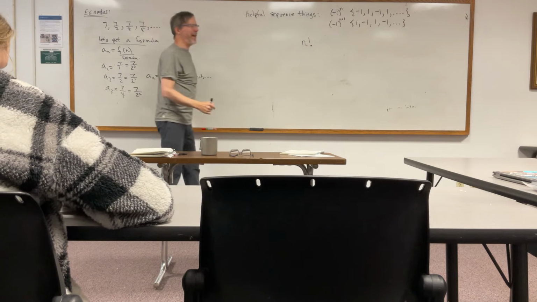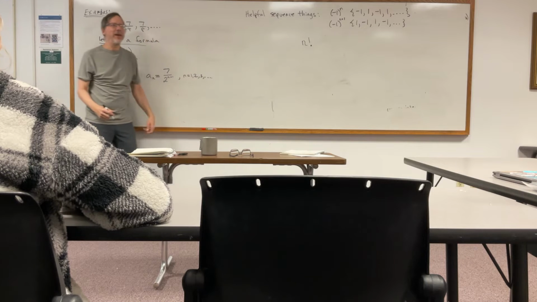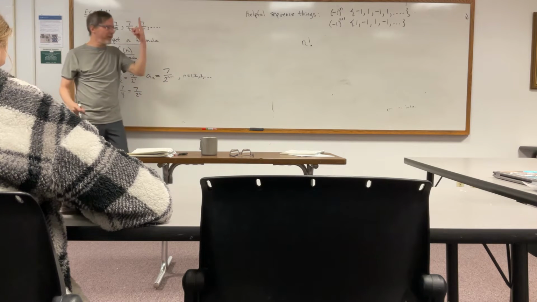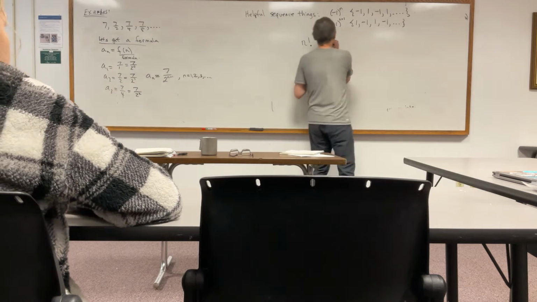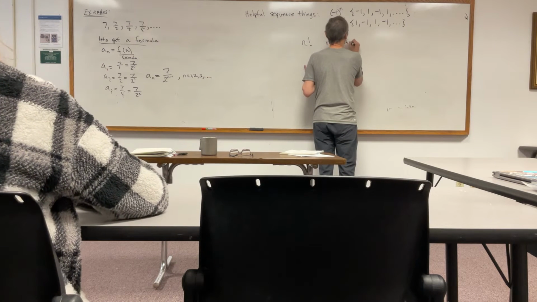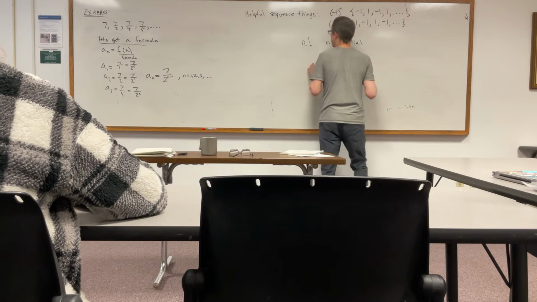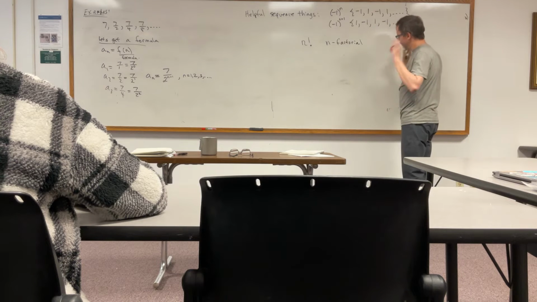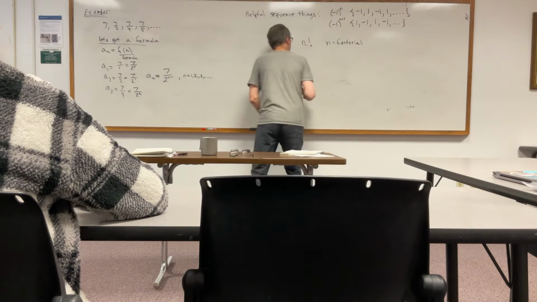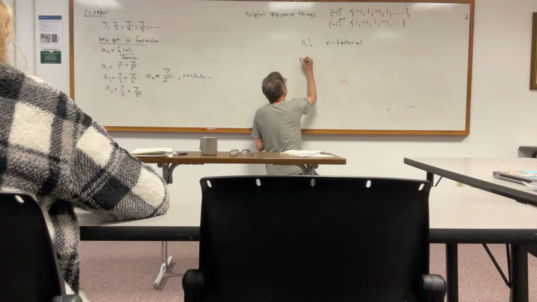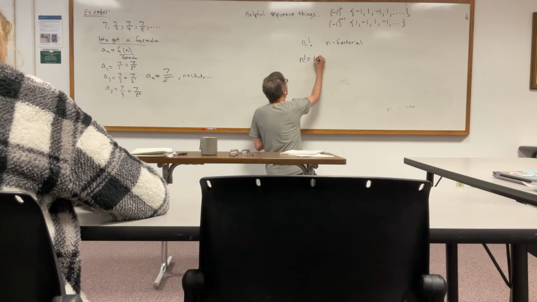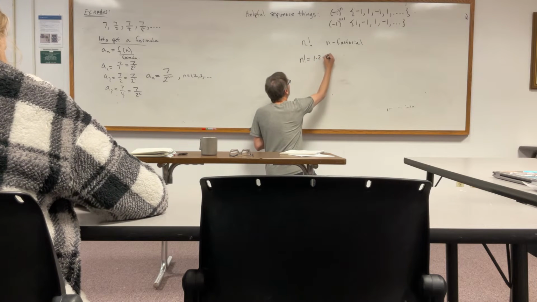Ooh, that's a fancy N. What is that? Factorial, yeah, absolutely. So this is N factorial. What is that? 1 times 2 times 3 times 4. Beautiful. So this is equal to the product of all numbers between 1 and n.